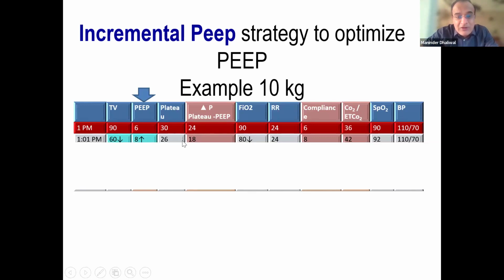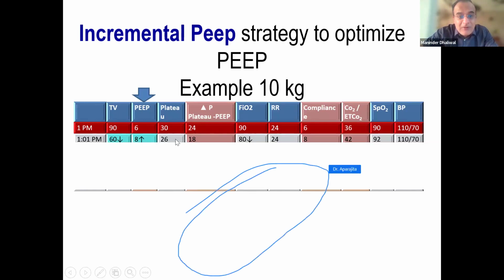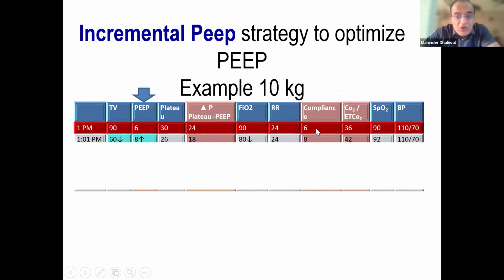Now if you see the difference over here between the plateau and the PEEP, it is 26 minus 8, it will be 18. So FiO2 I'm able to bring down. The respiratory rate is still the same, 24. Compliance actually over here is improved. And if you see, EtCO2 has risen.